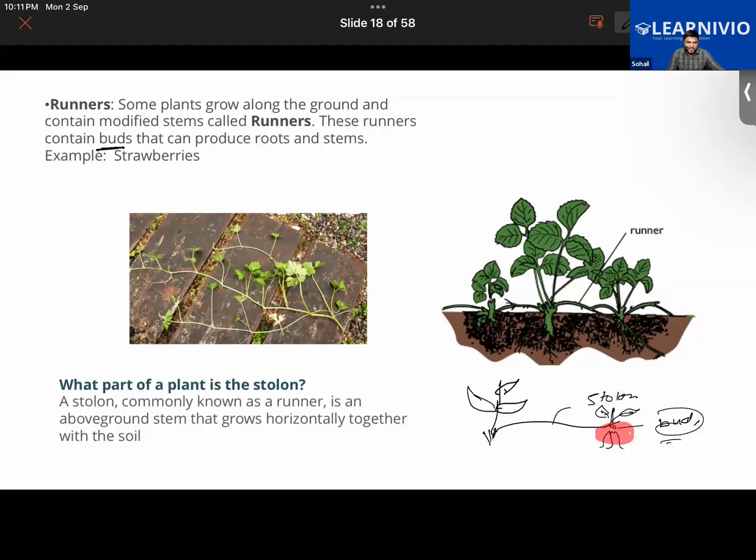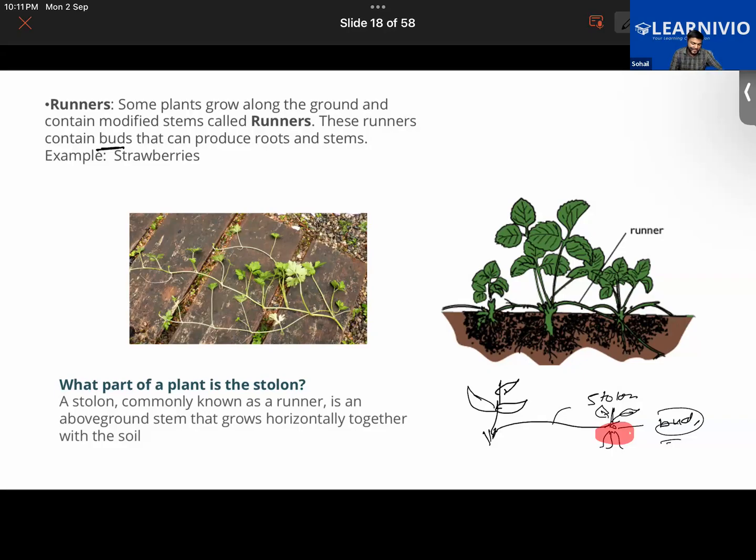Okay. Now the question is, what part of a plant is the stolon? What part of the plant is the stolon? It's basically this horizontally running stem that is running above the ground. This is called a stolon, or in other terms also called a runner.